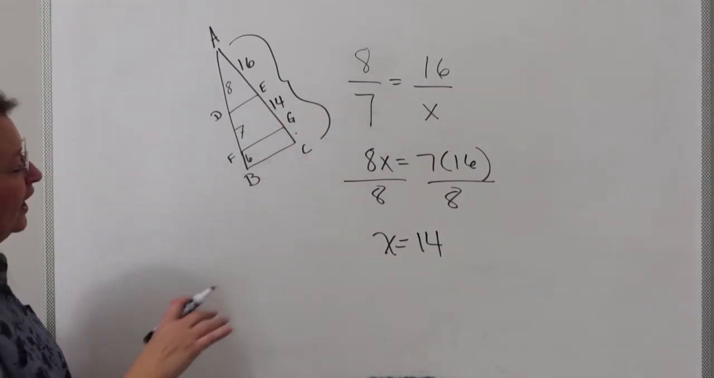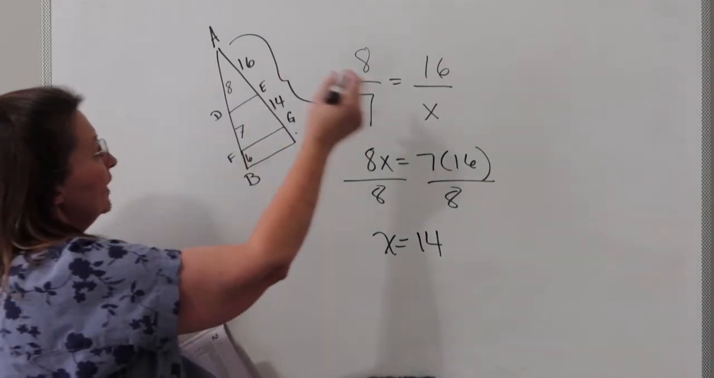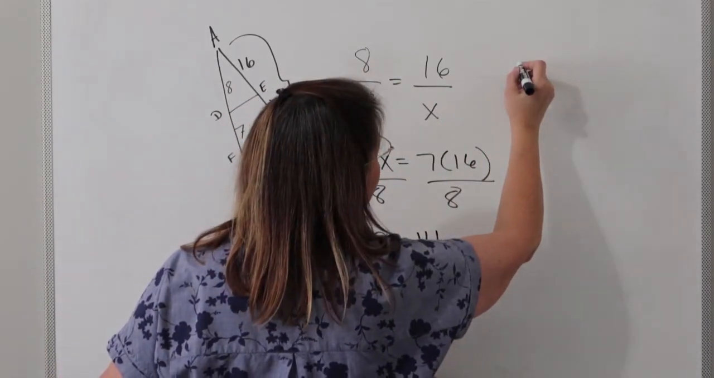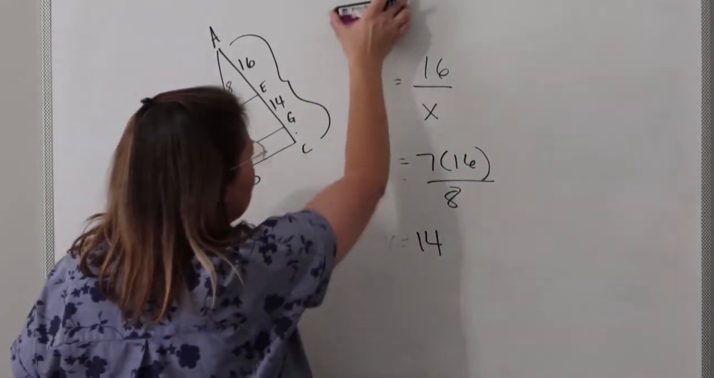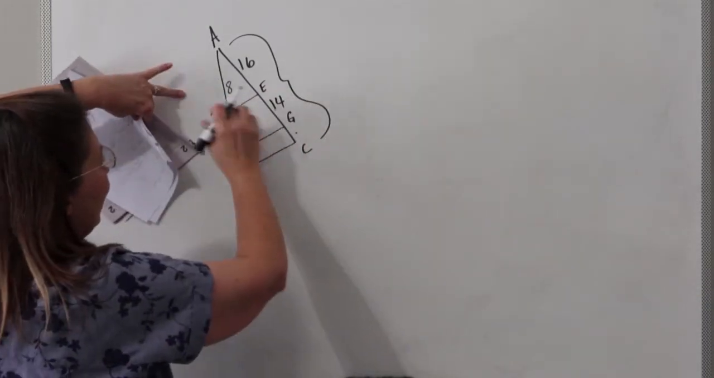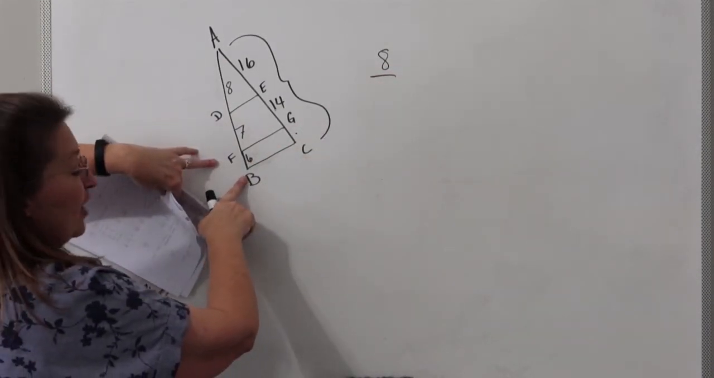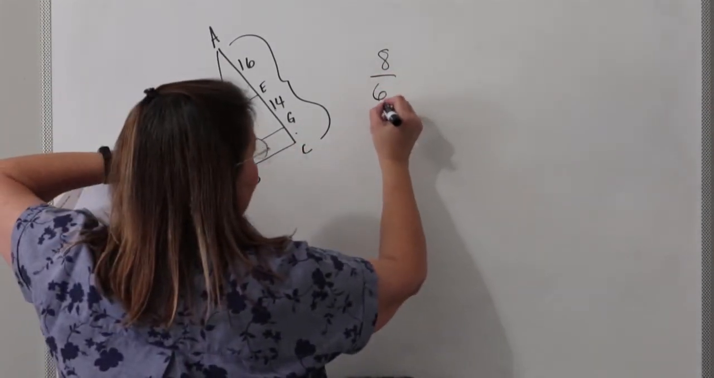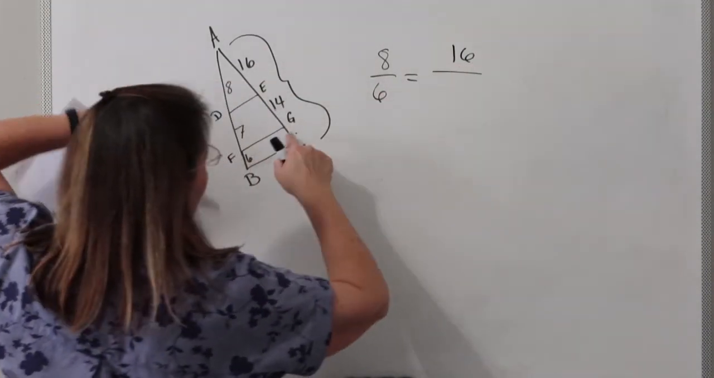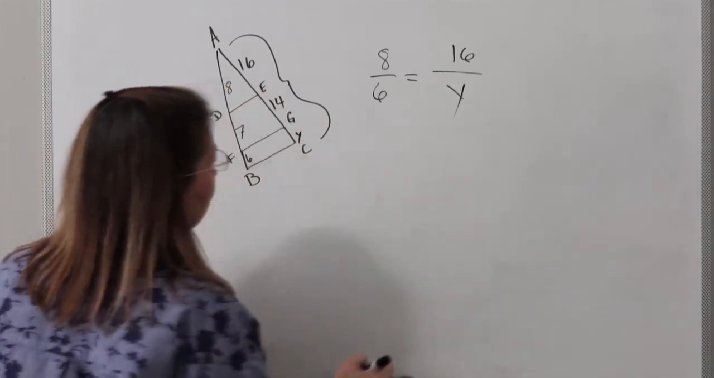Now we're going to have to do this again with the other segments. So now we can keep on using 8. Let me get some more space. We're going to use this AD segment, which is 8. Now we're going to be comparing it to FB down here, which is 6. And then the 16 over the missing segment here. We could label it Y since we've already used X.